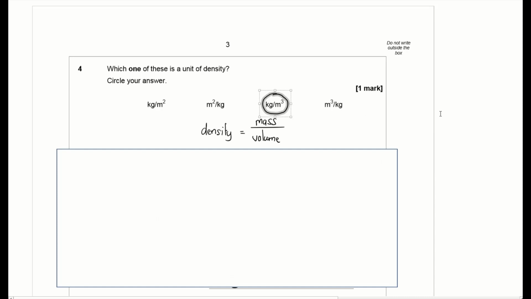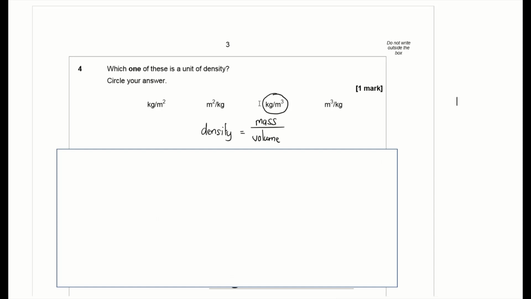The other formula you've just got to make sure that you know is the formula for pressure, which is force over area. It can also work both ways. So if you're given the units at the end of an answer, you can often figure out what the formula was that you would use to calculate it.